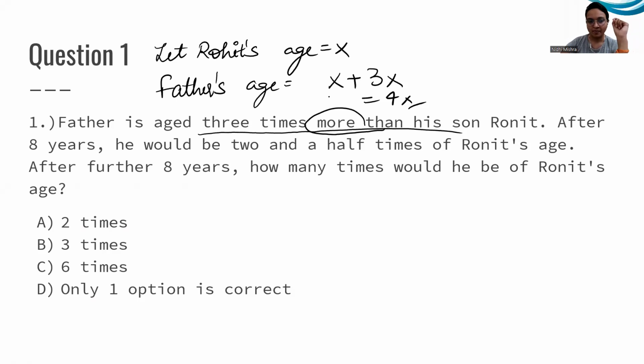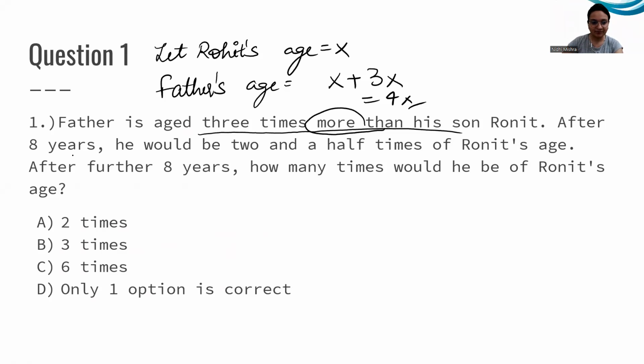Very important. Read: father is aged 3 times more than his son Rohit. 3 times of Rohit's age, more than his son Rohit. Means father is Rohit's age plus 3 times of Rohit's age. I hope you are able to understand. If you face any kind of difficulty in understanding this, please let me know in the group. I will surely help you. Now let's see next.